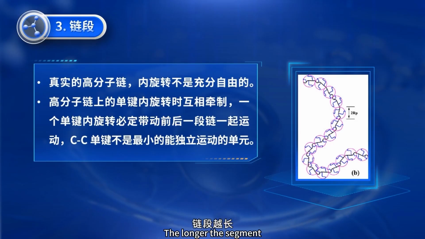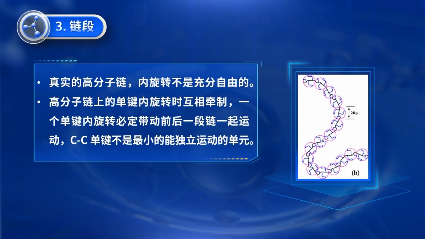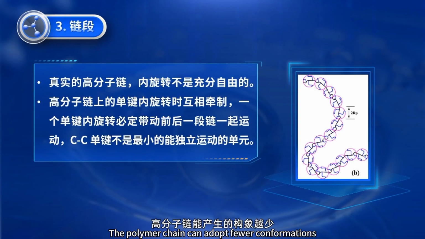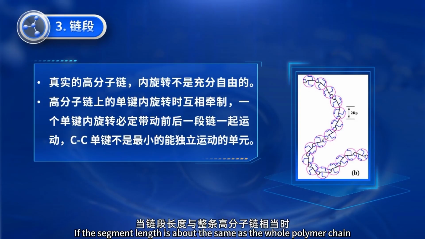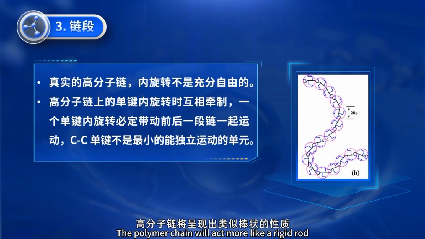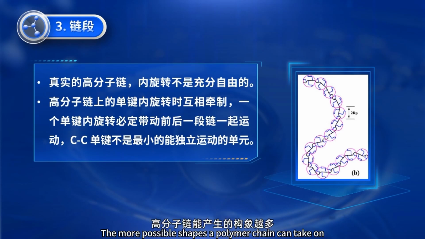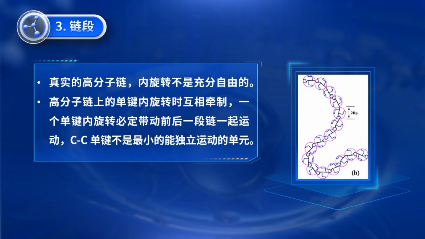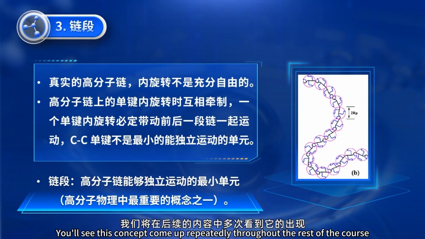The longer the segment, the fewer units on the polymer chain can move independently. The polymer chain can adopt fewer conformations. Imagine, if the segment length is about the same as the whole polymer chain, the polymer chain will act more like a rigid rod. The shorter the segment, the more possible shapes a polymer chain can take on. Chain segments are among the most important concepts in polymer physics. You'll see this concept come up repeatedly throughout the rest of the course.